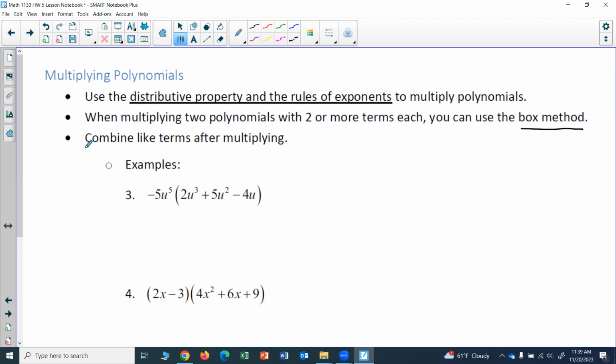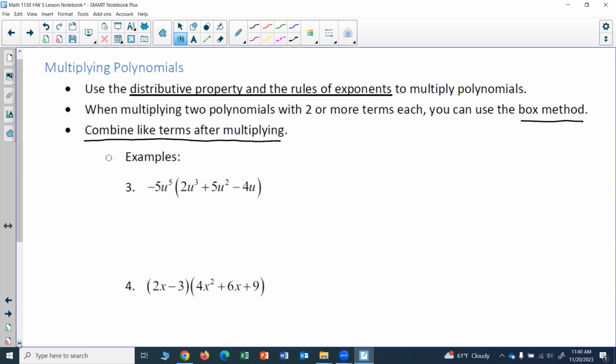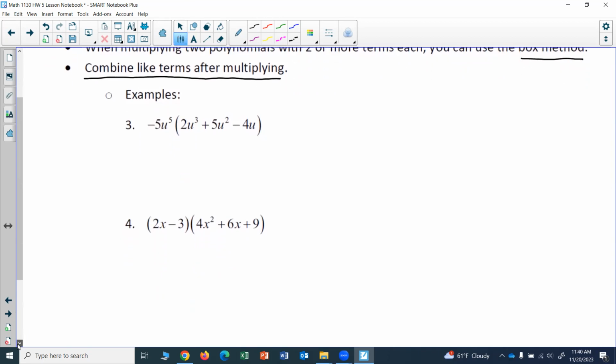And then you always want to combine like terms after multiplying. The previous video went over combining like terms, so if you need to, go back and watch that one. Let's look at a few examples.